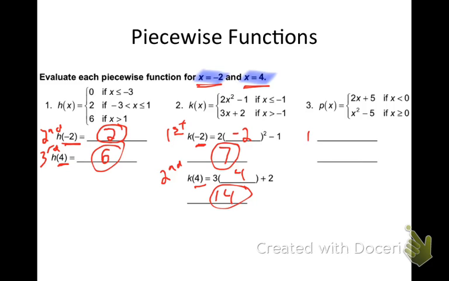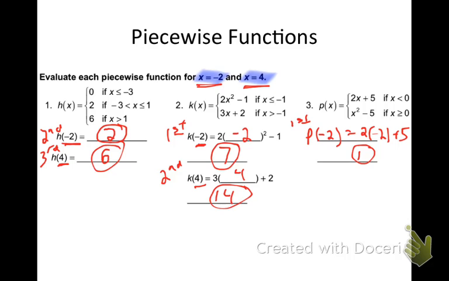So I'm first going to do p of negative 2. P of negative 2 goes into the first function. So that's 2 parentheses negative 2 plus 5. 2 times negative 2 is negative 4. Negative 4 plus 5 is, I get an answer of 1.